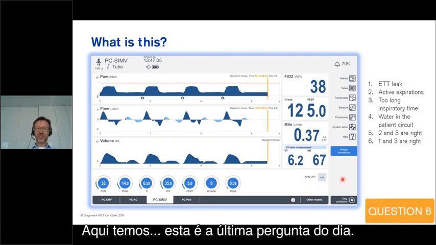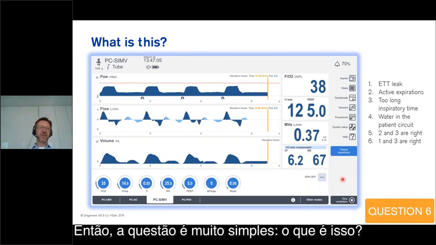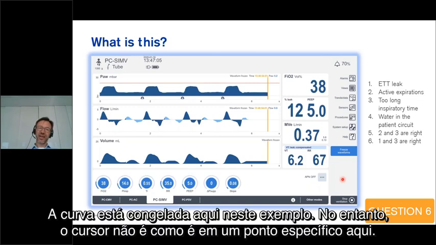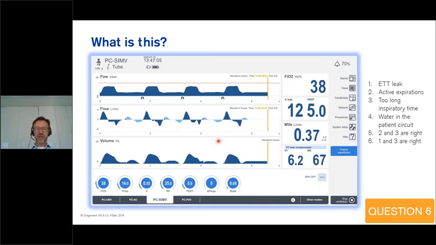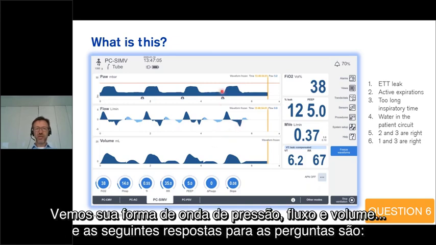However, let's come to the next question. This is the last question, what we can do here. So the question is very simple. This curve is frozen here in this example. However, the cursor is not at a specific point here. But you see here the pressure, flow, and volume waveform, and the following answers are offered.